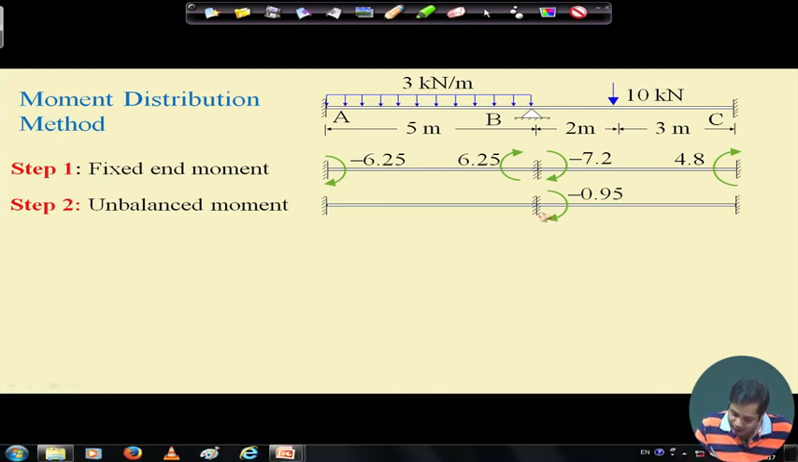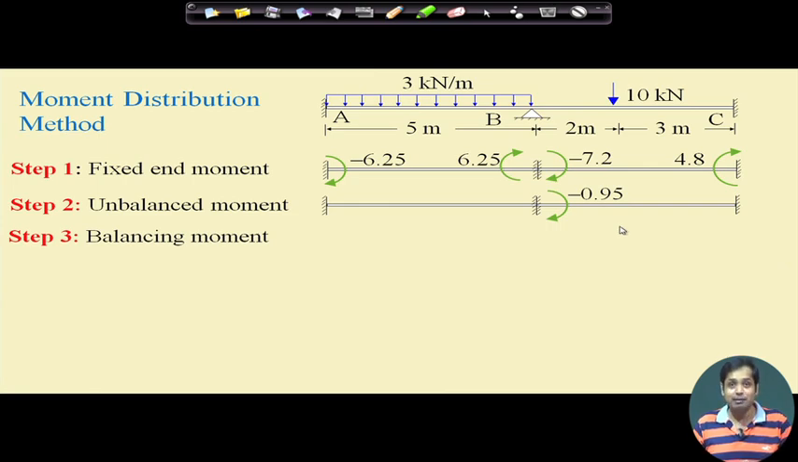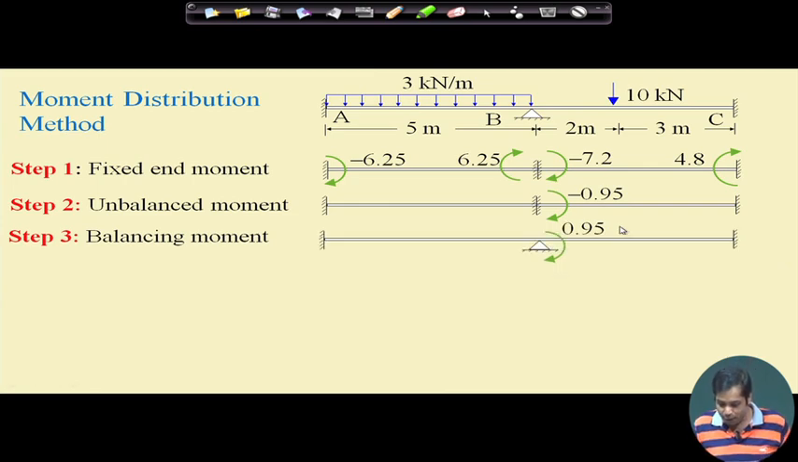If it is minus 0.95, suppose we apply an additional fictitious moment of 0.95 here, which will balance it, right? Then the equilibrium is satisfied. We are going to do that. So how do I balance the moment? We apply a 0.95 moment here. It is the unbalanced moment, so in order to balance that, we need to apply the same value but in the opposite direction.